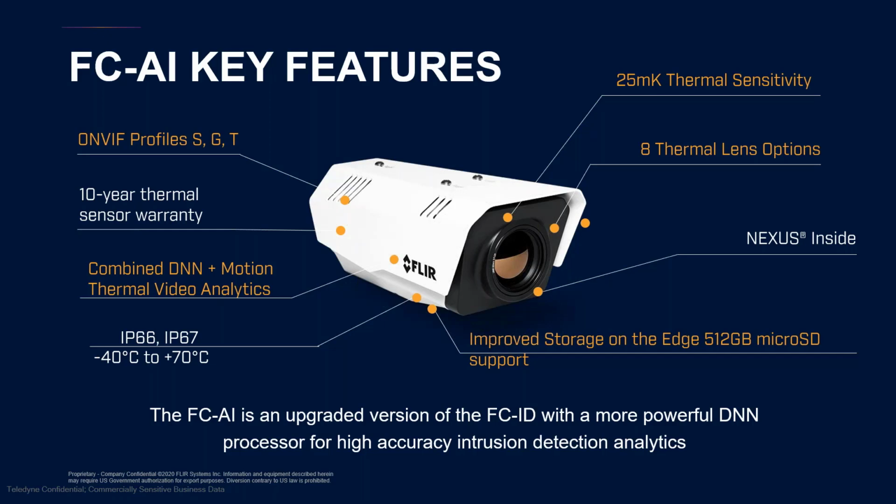If you start at the top right corner, the right side is more of the features themselves. 25 millikelvin thermal sensor, 8 thermal lensing options for any size perimeter that you need. Nexus servers inside to communicate geolocation and other data to other machines that are in your perimeter solution. We now have improved storage on the edge.